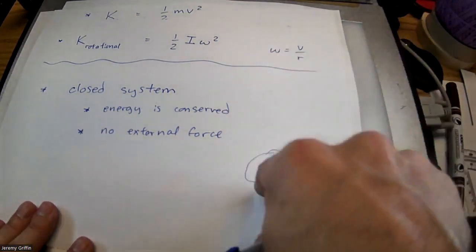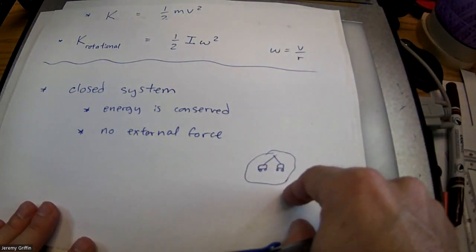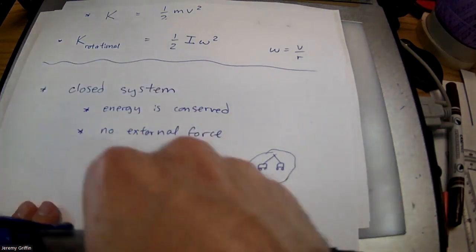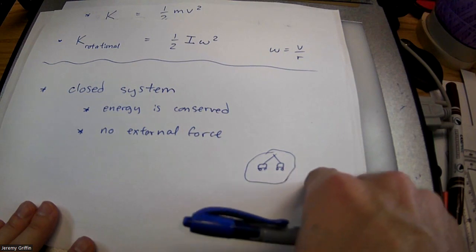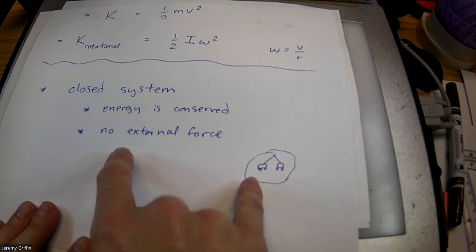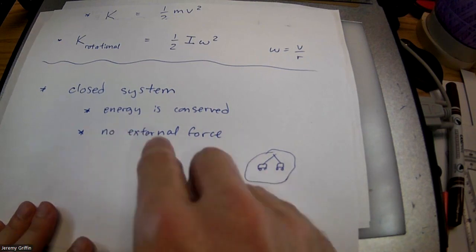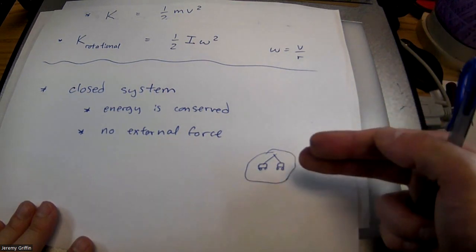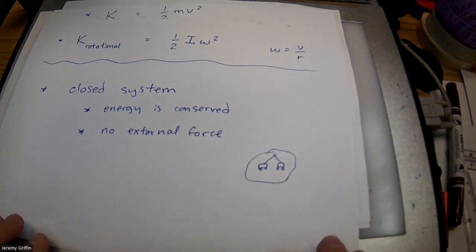Inside this bubble, inside this system, you could set up a conservation of energy. That's where I'm going with the story. So there's no energy that leaves or enters that system. And going hand in hand with that, there's no external force on or by that system. There's no outside force pushing on the system, and that system's not pushing on anything else, right?